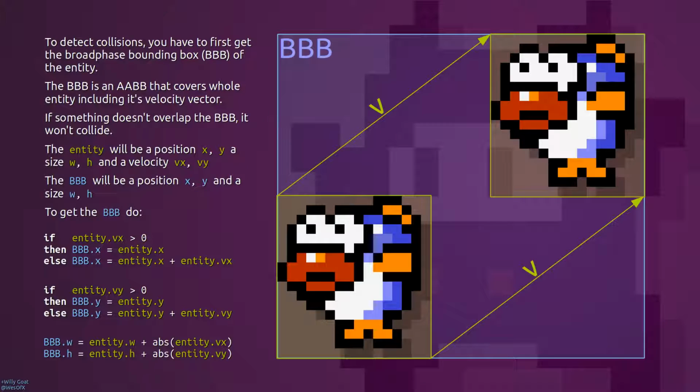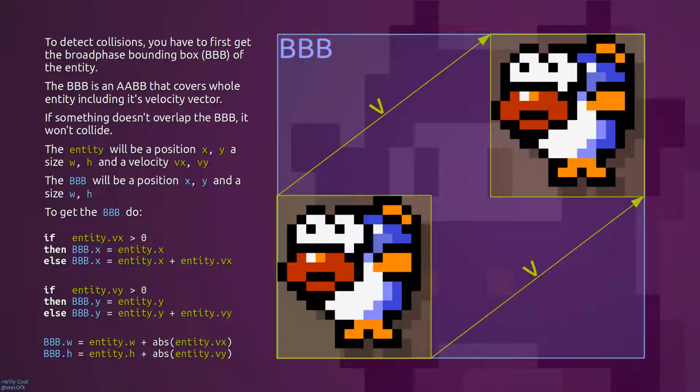To detect collisions, you first have to get the broad phase bounding box. The broad phase bounding box is a bounding box that covers the entire entity, including its velocity vector. If something does not overlap the broad phase bounding box, it will not collide.